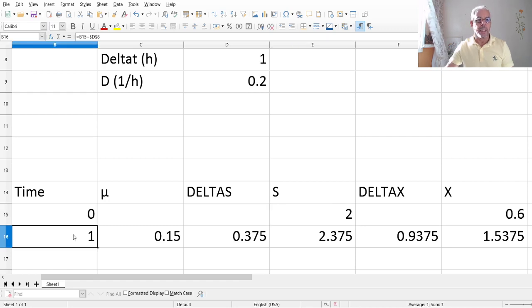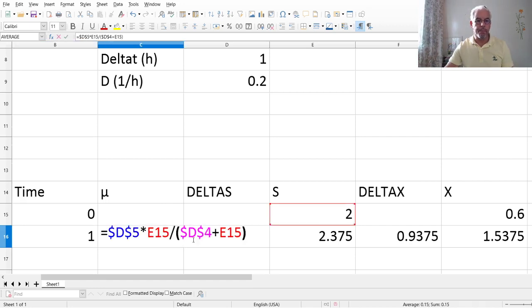Once we did that, we start creating the first line, and the first line is basically for the time. It's going to be the time that we had before, so it's cumulative plus delta t. So every time it's going to be the time that was before plus delta t. For mu, it's mu max times S over Ks plus S.